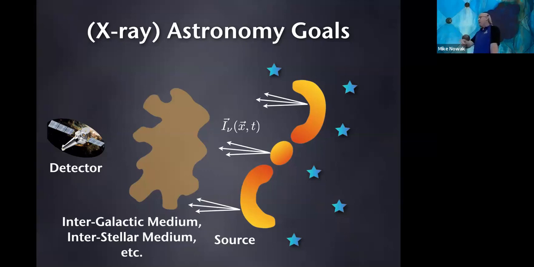It is passing through gas in the intergalactic medium. It's passing through gas in the interstellar medium. It might be subtracted by this gas. There might be other sources in front that are adding to this. So our job is to measure this intensity and to characterize it and try to understand the sources that lead to subtraction from it or addition to it. And that comes to our detector. We want to measure that at our detector.